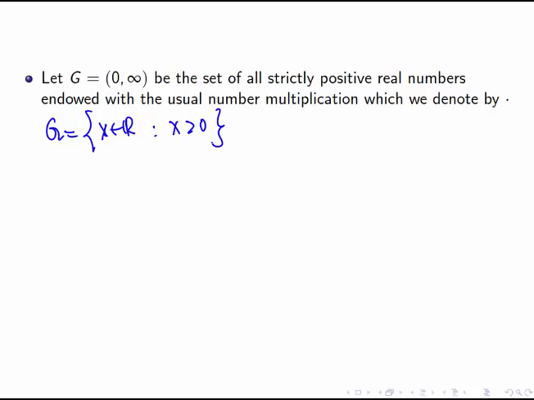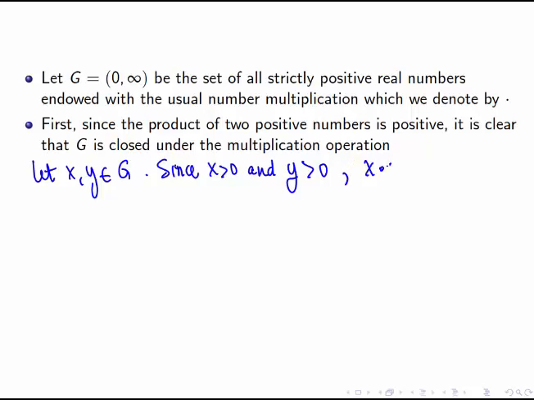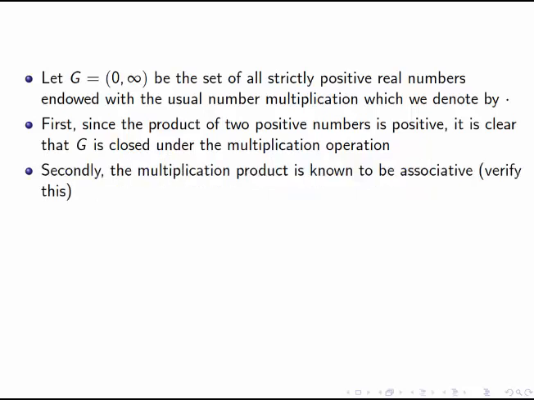But 0 is, for instance, not an element of this set. Since the product of every two positive numbers is positive, this set is closed under multiplication, right? So if you let x and y be two elements in G, since x is positive and y is strictly positive, then x times y is going to be positive. So this set is closed under product.